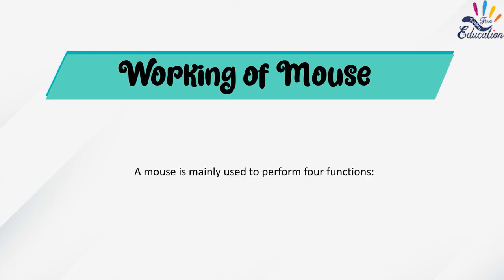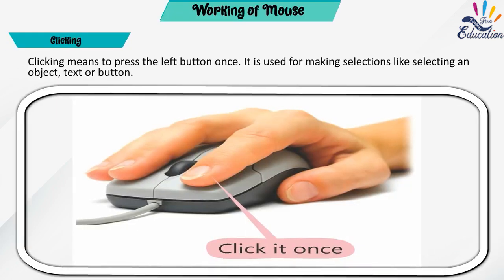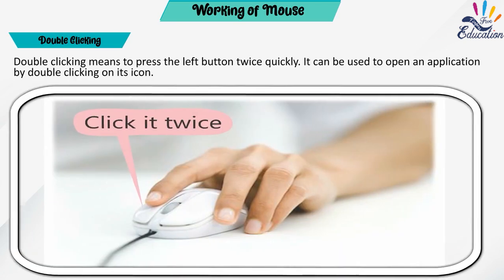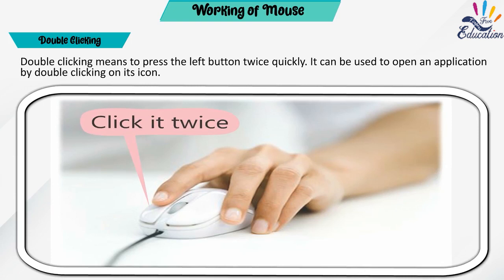Working of mouse. A mouse is mainly used to perform 4 functions. Clicking. Clicking means to press the left button once. It is used for making selections like selecting an object, text, or button. Double clicking. Double clicking means to press the left button twice quickly. It can be used to open an application by double clicking on its icon.